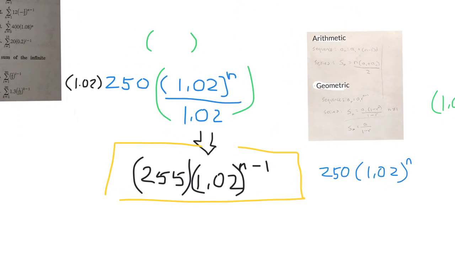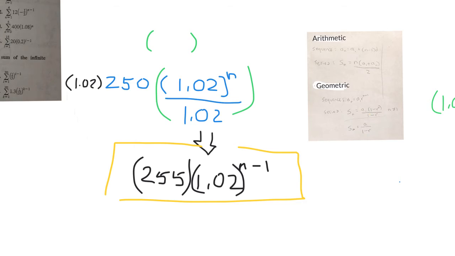R, in this case, is 1.02, because that corresponds with the number that's being raised to n minus 1. The a sub 1 is corresponding with 255. And then you would just plug those numbers into this formula and you would get the sum, okay?